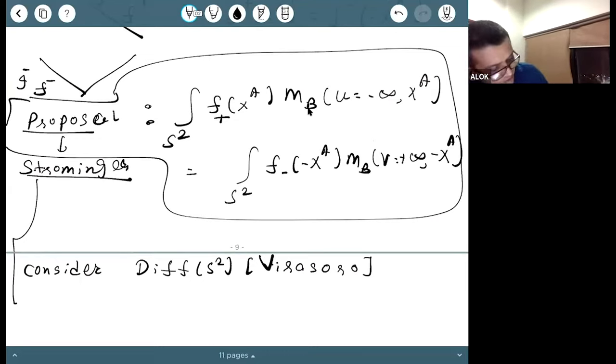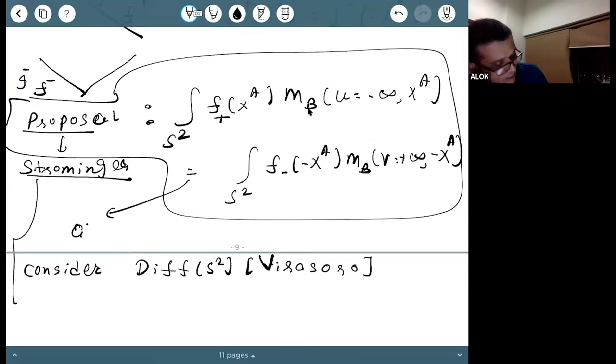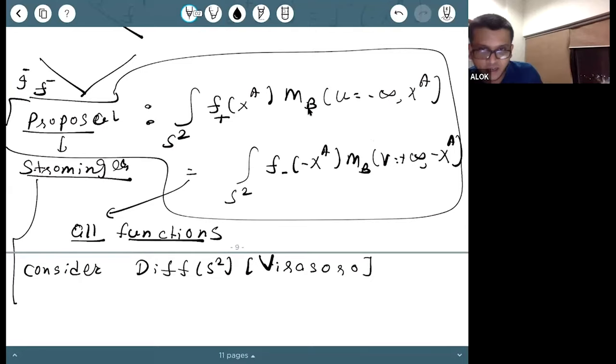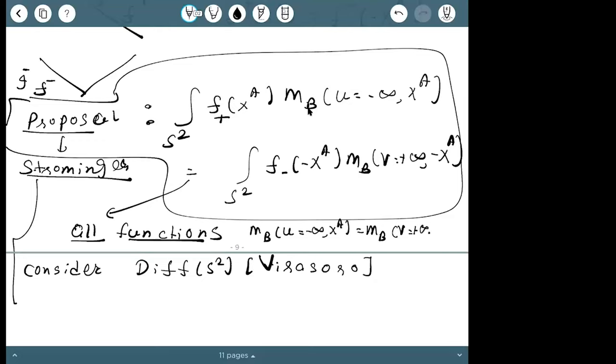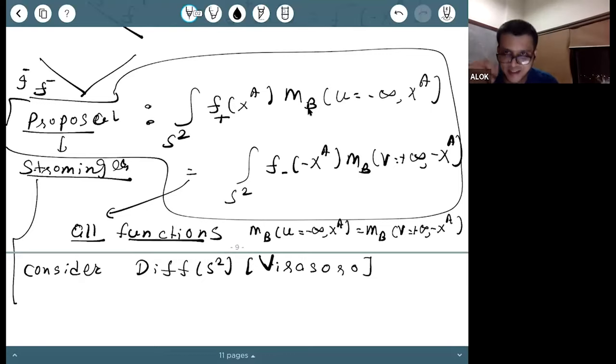Basically, because this is true for all functions, I was going to say it after this, what this implies are really infinitely many conservation laws, which are telling us that the mass aspect at u equal to minus infinity at any point on the sphere is equal to the mass aspect at v equal to plus infinity at the antipodal point. This always surprised me a lot, but I will try to at least convince you that in classical theory, we can prove this, at least this.